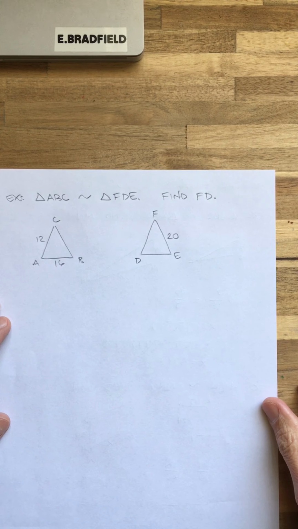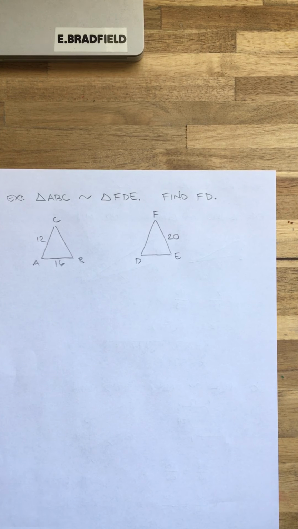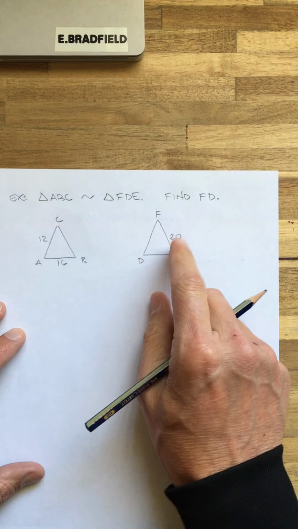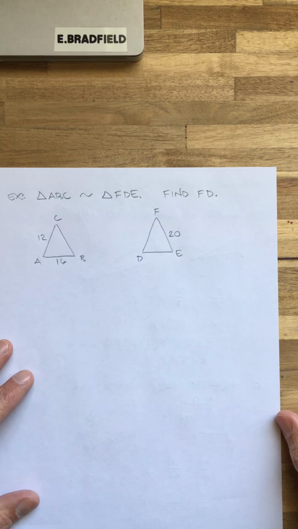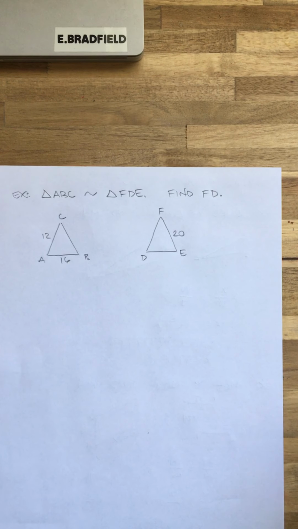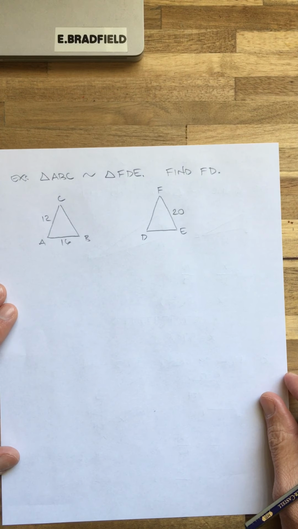All right, so now I don't know what matches with what. I'm guessing the 12 matches with the 20, but I don't know. It's confusing to me. Does the 16 match with the 20? I don't know, I can't tell. So this is what I'm going to do.